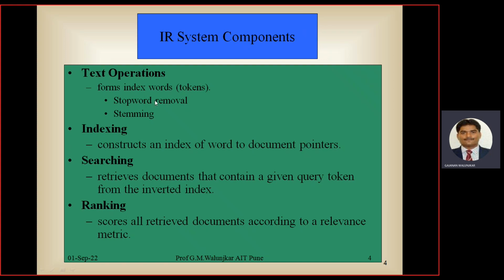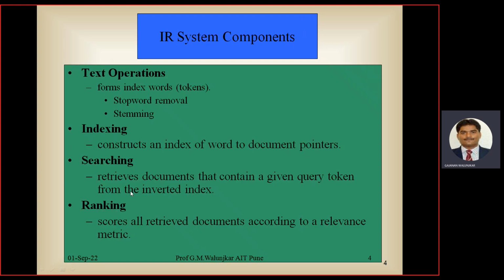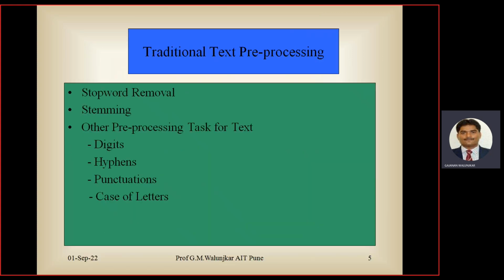Text operations are there, that means how the index works, with the tokens after removing the stop words and stemming. We'll see in detail what stop word removal and stemming are. Then indexing, one of the important points in this area, that is, construct an index over document pointers. Searching is another important aspect. It all happens inside the processor, the rectangular box. Searching retrieves documents that contain a given query token from the inverted index. Then ranking scores all returned documents according to a relevance metric.